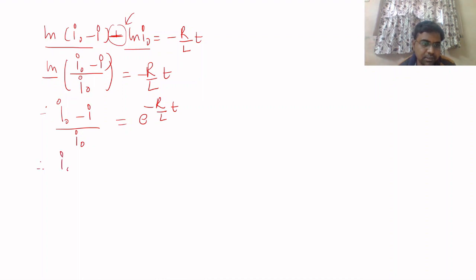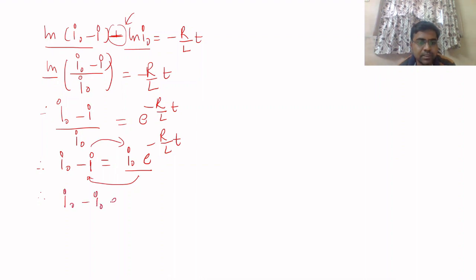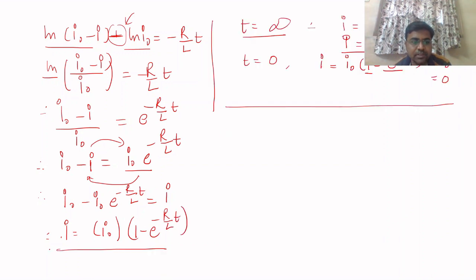So thus I0 minus I is equal to I0 e raised to minus R by L into T. If I take this term on this side and this on this side, I0 minus I0 e raised to minus R by L into T is equal to I. So I is nothing but I0 into 1 minus e raised to minus R by L into T. Let's analyze things from this equation.